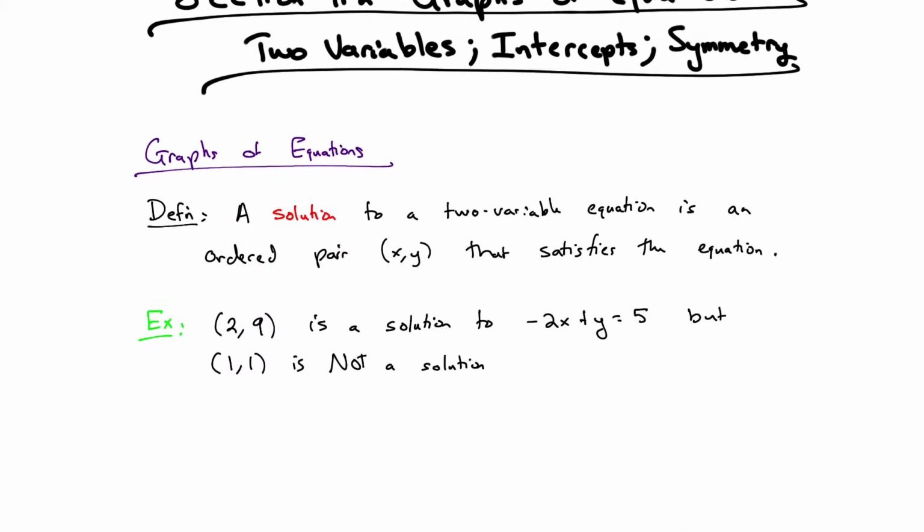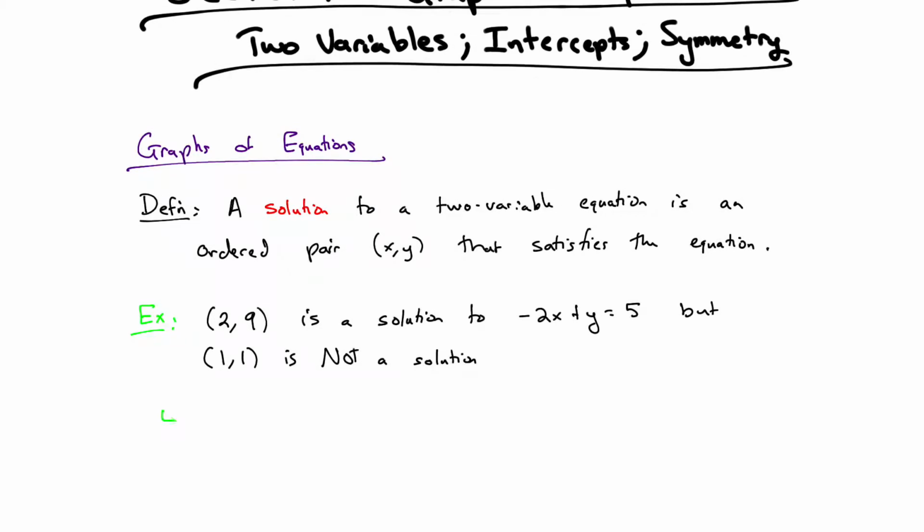Now, why is that? Let's look at why. If I'm looking at the point (2, 9), that means that x is equal to 2 and y is equal to 9. If this were a solution to this equation, it would mean that when we plugged in x equals 2 and y equals 9, we would get a true statement. In particular, negative 2 times 2 plus 9, does that equal 5? And yes, it does. 5 equals 5. That's how we know that it's a solution.